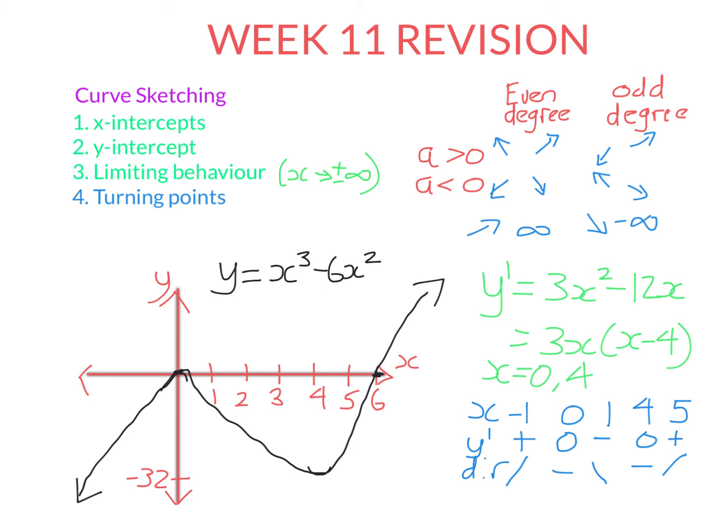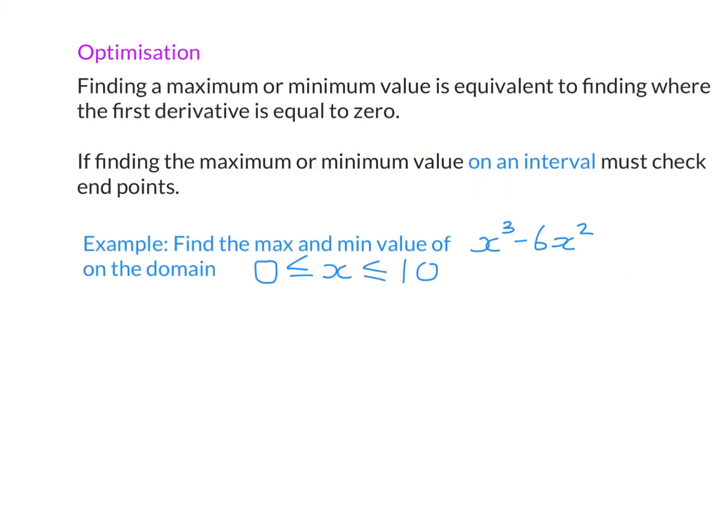Let's now look at some optimization. So optimization is finding the maximum or minimum value, which we already know occurs when the first derivative is equal to 0. Now, sometimes you'll be told to find the maximum or minimum on an interval. In that case, you must check endpoints. So let's look at the function we were just talking about. We want to find the maximum and minimum value on this domain here.